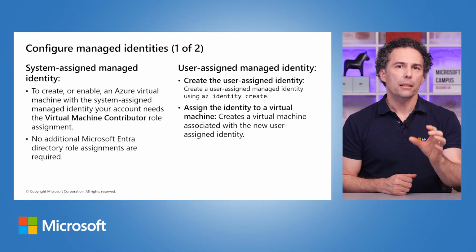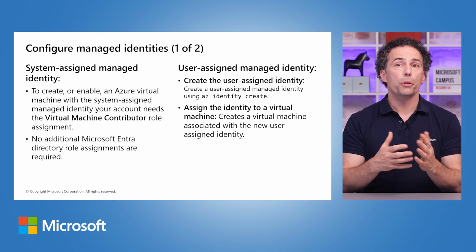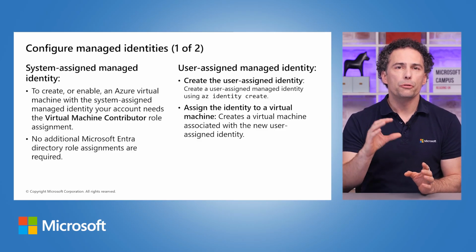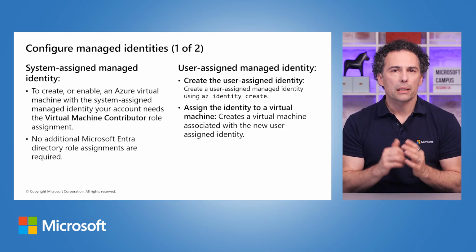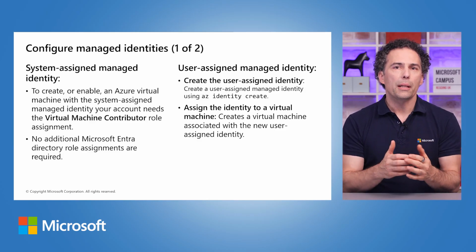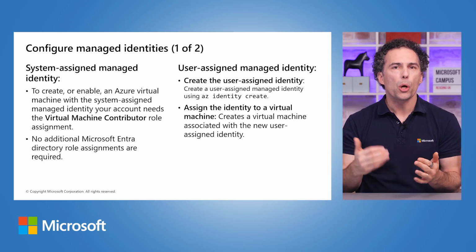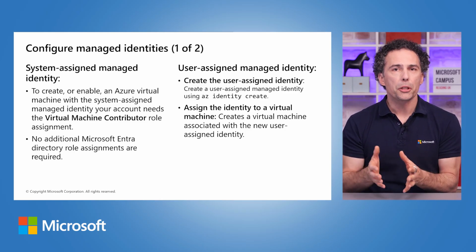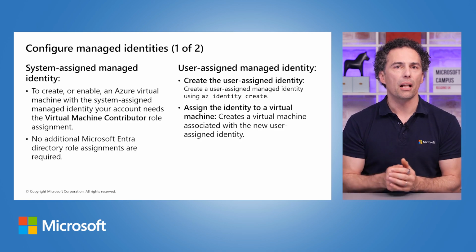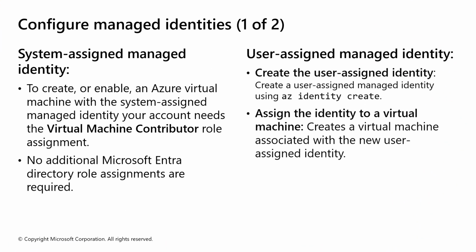To enable a system-assigned managed identity for a virtual machine, you need to have at least the Virtual Machine Contributor role assigned to your account. That's already pretty high up the chain, but you need no other role or permission since it's a feature of the Azure Virtual Machine resource itself. Your account requires the Managed Identity Contributor role assignment to create a user-assigned managed identity, as this is a separate resource type. Once you have created the user-assigned managed identity, you can assign it to one or more resources.